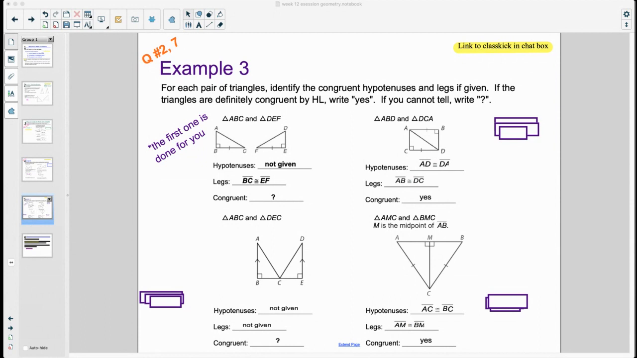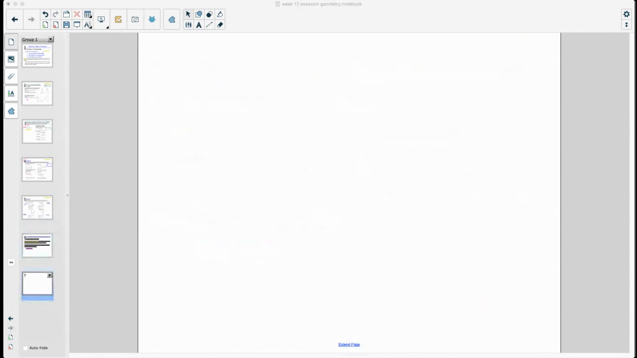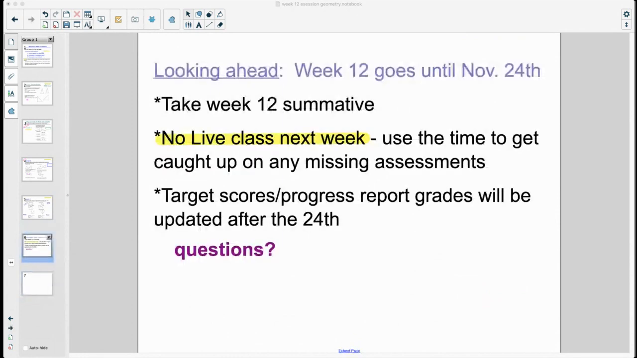Good. All right, guys, so a couple reminders and then I will open it up for any questions. Again, week 12, guys, is a long week. It goes to next Tuesday, the 24th. So that summative is due by then. We do not have a live class next week. So just use that time to get caught up on any missing assignments because your target scores and progress reports for week 12 will be updated after the 24th. So anything that you want included in that, make sure you have in by the 24th.